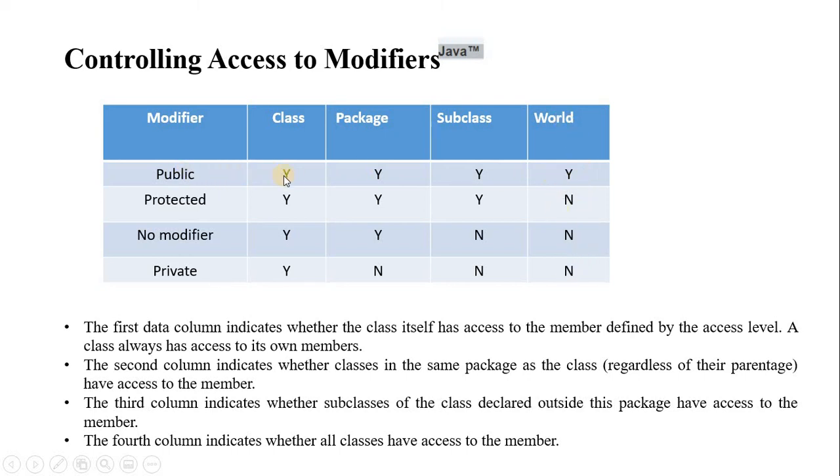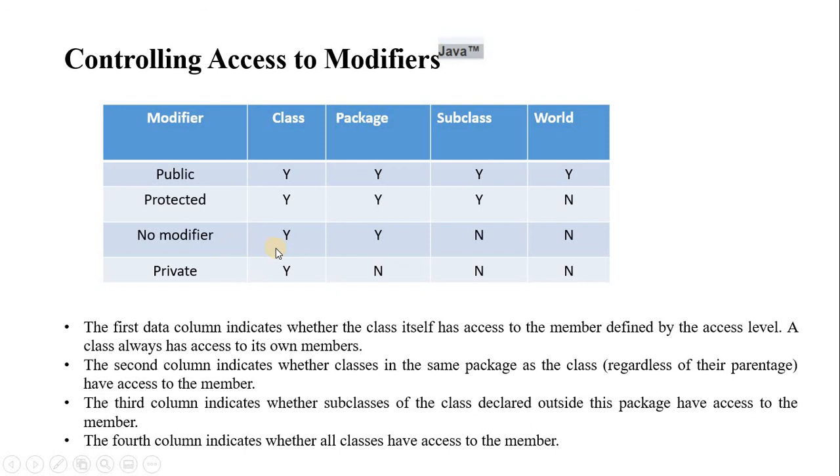So public will be accessible everywhere: in the class, package, subclasses, and any other packages within the project, or any other project. So we can say as world. So that is public access. Protected can be accessible within a subclass level only. Up to class level can be accessed, package level is possible, and the subclass is allowed to access, that means at the inheritance level. And in the other world, other project level, it is not allowed to access.